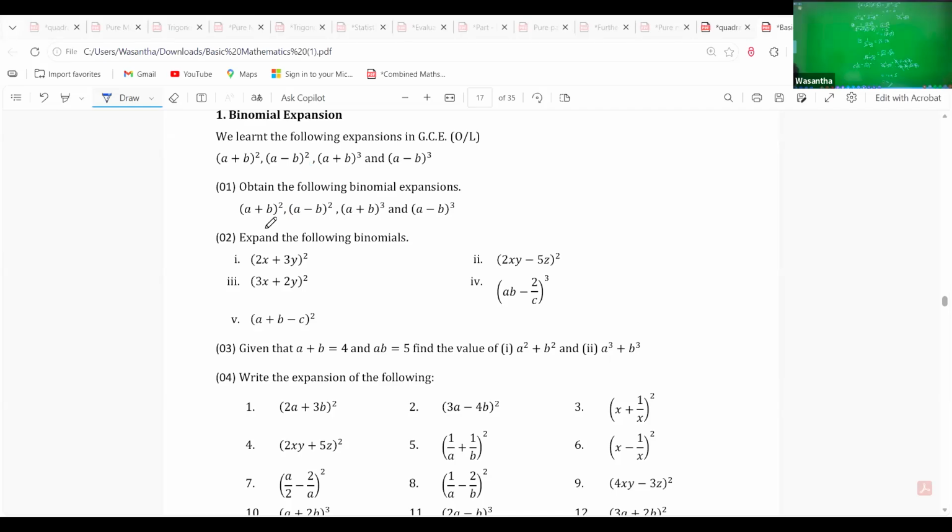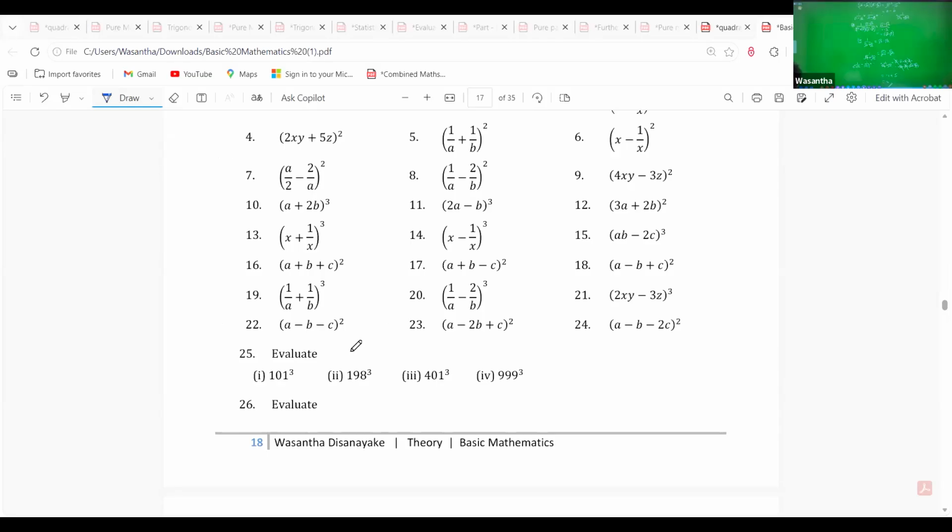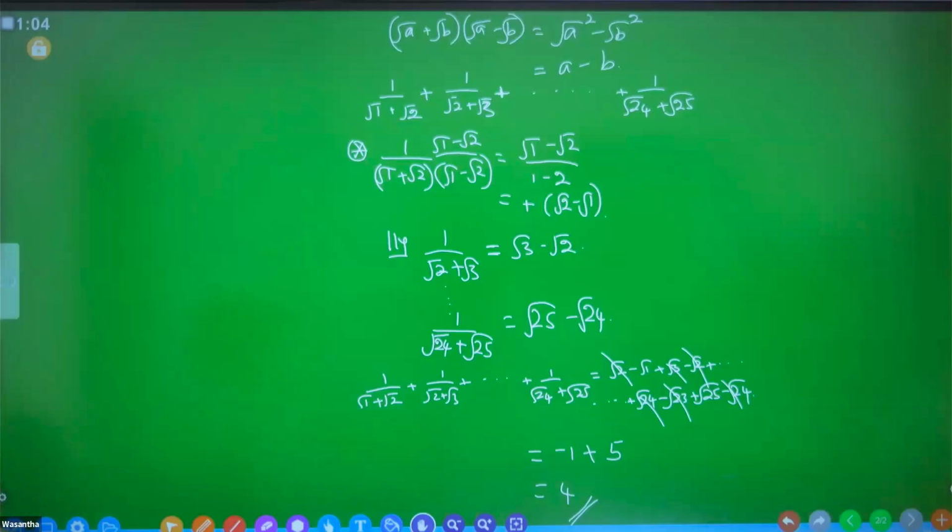So can you see here? Now we discuss these basics at the beginning, a plus b squared, a plus b cubed, and because they are newcomers, I will tell you. I shared that tune to the group.